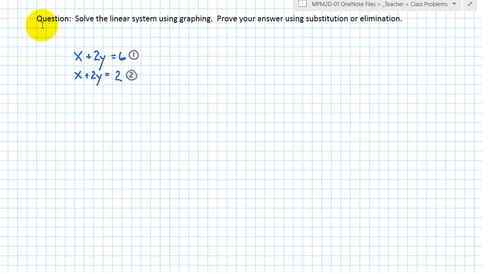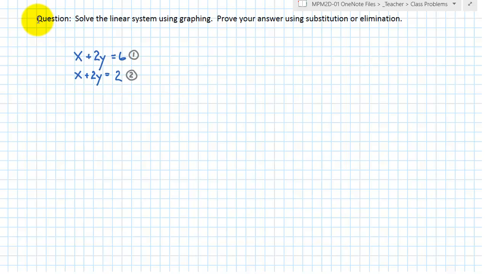Hello. In this video we're going to work through this question here. We're going to solve the linear system using graphing, and then we're going to prove our answer using substitution or elimination. So remember, a linear system is two or more linear equations, and the solution to a linear system is the point of intersection, that is where the two lines touch.